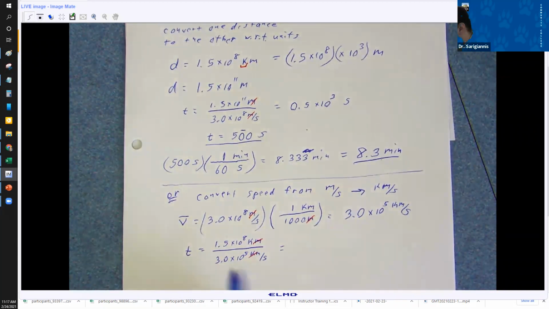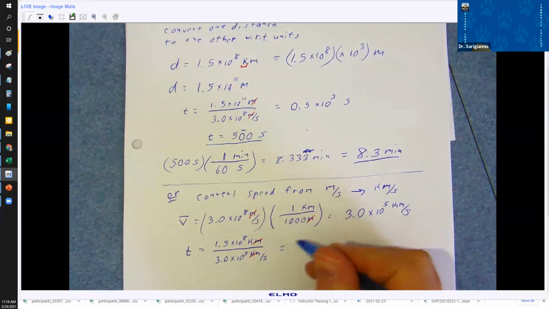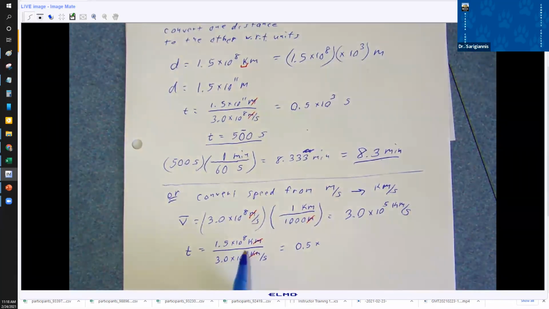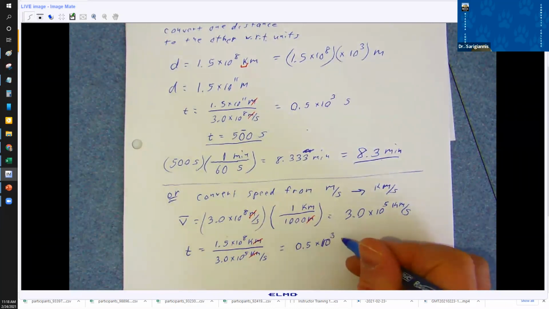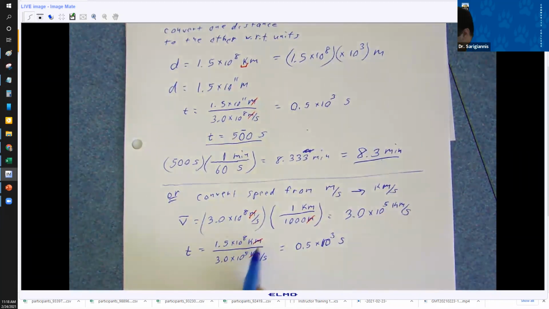Notice you get the same thing here. We've got 1.5 divided by 3 gives us our 0.5. And then we've got 8 tens divided by 5 tens. That leaves 3 tens. Oops, I was going to write a 3 there, 10 to the third. And this is now in seconds still, right? Because the units canceled out.